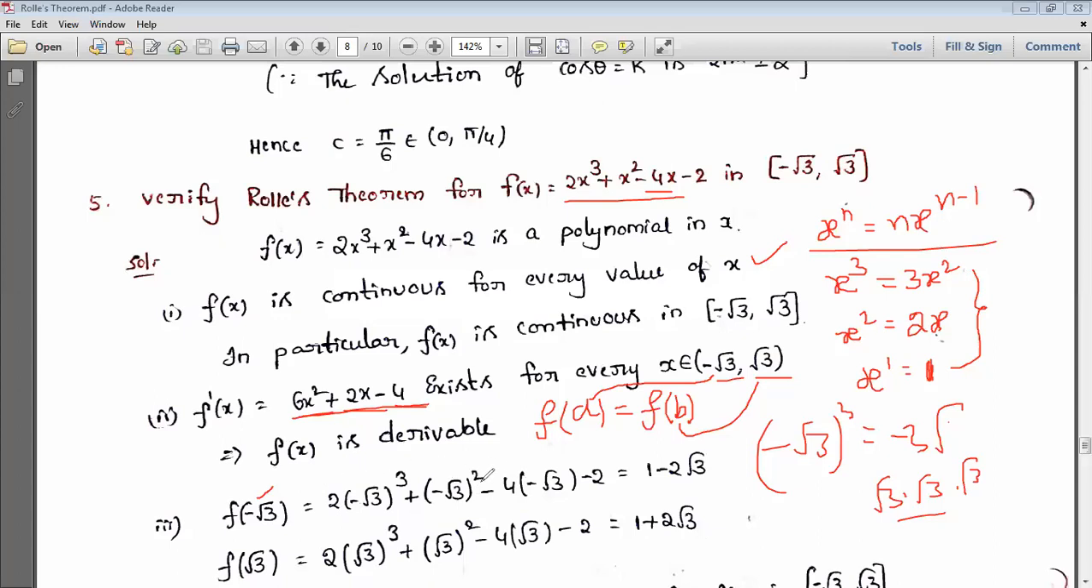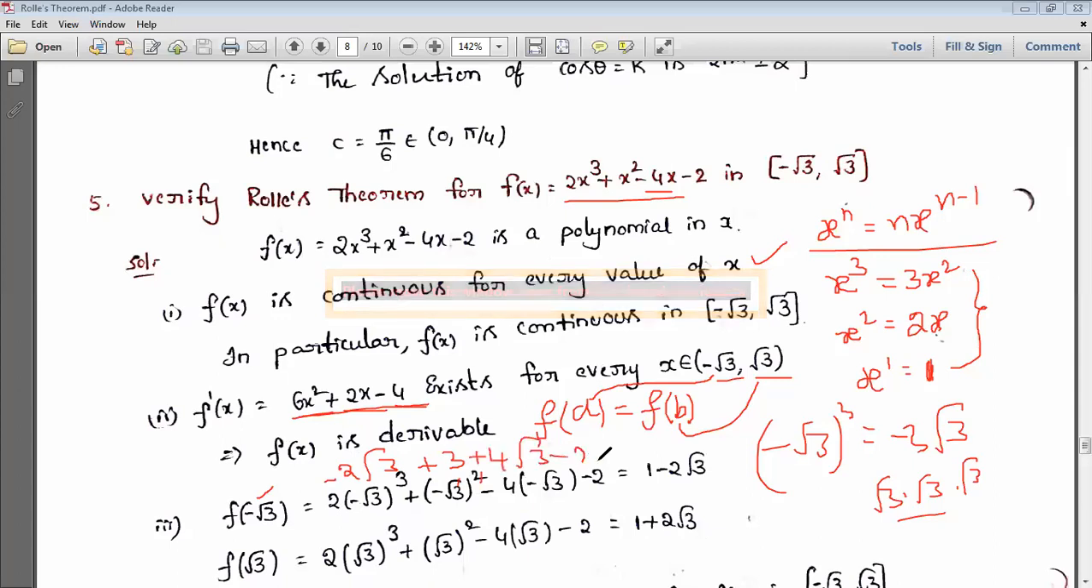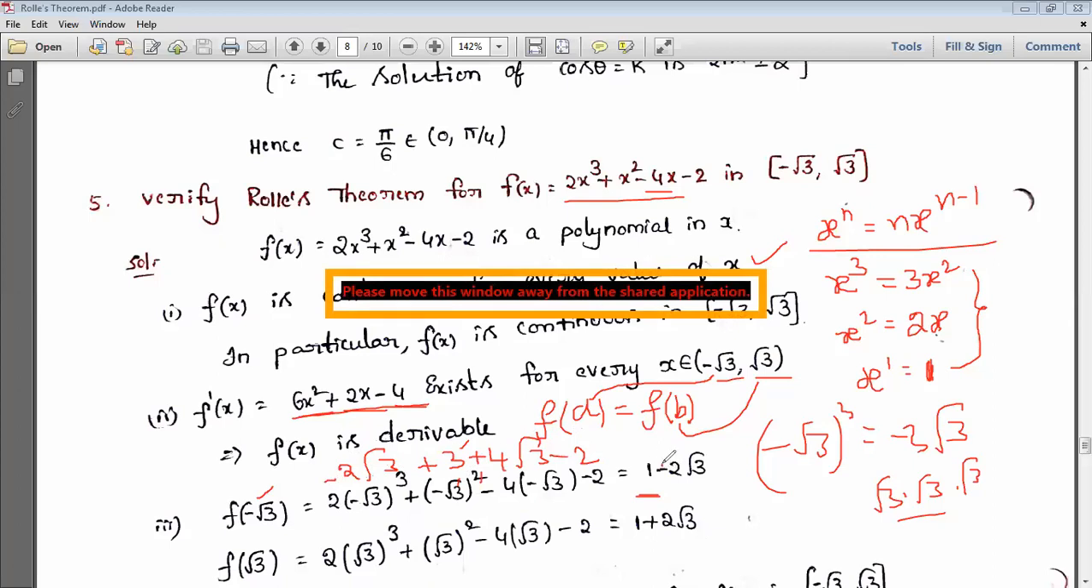And next one, here the square root, both will cancel. Then I'll get 3 here. And then here minus into minus is nothing but plus, so plus 4 root 3. And next minus 2. So if I observe this, 3 minus 2 is nothing but 1. And next 4 root 3, and here minus 2 root 3, so that is simply plus 2 root 3, not minus. So 1 plus 2 root 3.